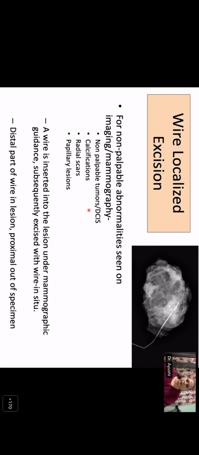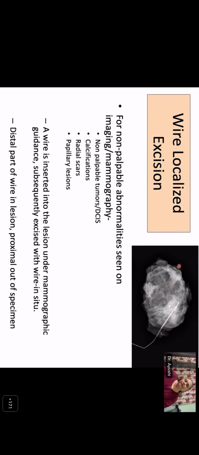Now, the other specimen of limited resection is wide local excision, which is done for non-palpable abnormalities, which are identified on radiology. In this, a wire is inserted into the lesion under mammographic guidance, where the radiologist is finding the abnormality, and then the surgeon excises the specimen with the wire in place, the tissue around the abnormality. So remember, the surgeon cannot see the abnormality. This is identified only on radiology.